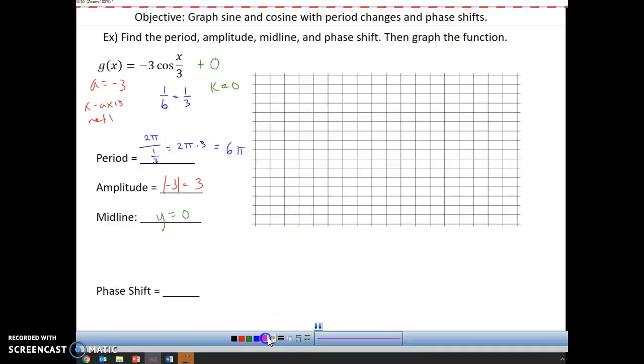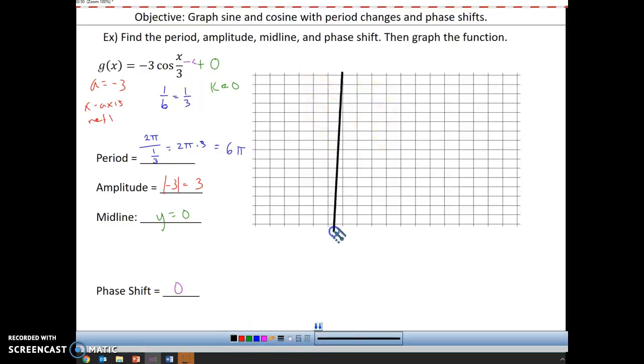Now, the only other value that we didn't see, again, it would be represented with a minus and then a value, is our c value, minus c. That would be added on in here. We don't have a c value, so we don't have any phase shift at all. No phase shift.